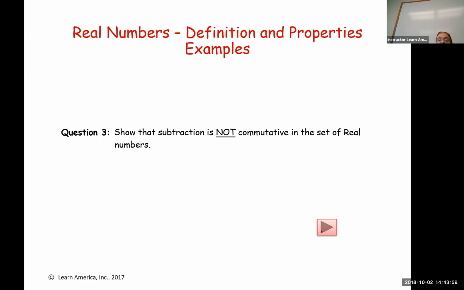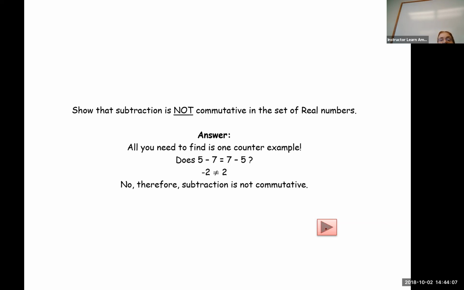This question asks us to show that subtraction is not a commutative property in the set of real numbers. If we look at this, all you need to find, remember, to show that something is not true is to find one counterexample. Always easier to show something is not true than to show that it's true. To show it's true, you have to prove everything works. To show it's not true, just need to show one thing doesn't work. Okay, so the question is, does 5 minus 7 give us the same result as 7 minus 5? Well, 5 minus 7 gives us a -2. 7 minus 5 gives us a +2. Clearly, they're not the same, so subtraction is not a commutative property.